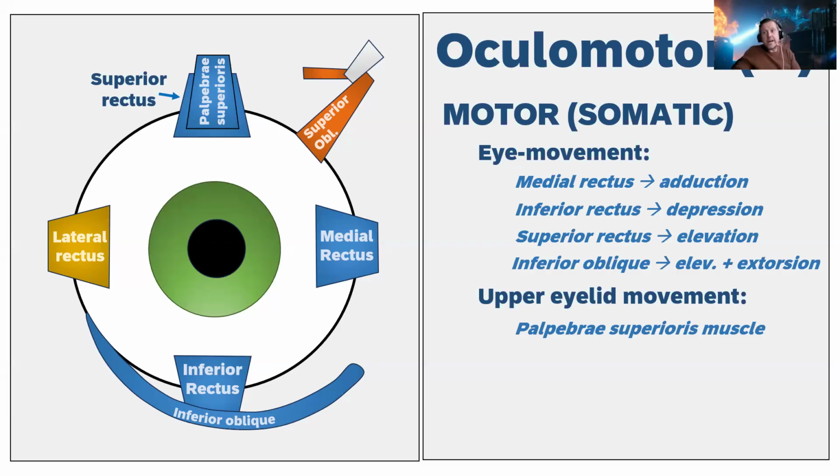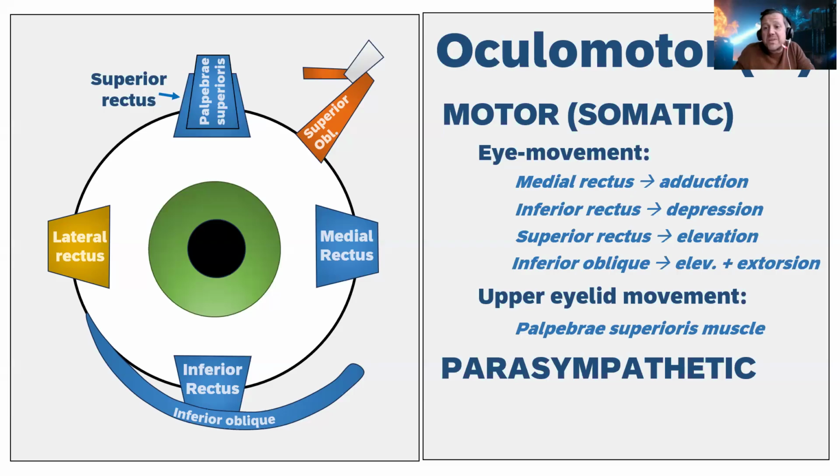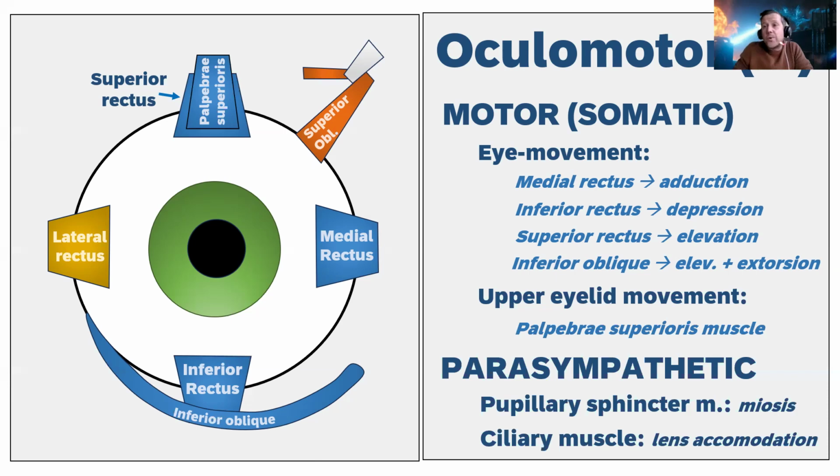Now there's one extra function I have to touch upon. So the oculomotor nerve has a motor function, but also has a parasympathetic function. And what is this additional function of the oculomotor nerve? The oculomotor nerve also innervates the pupillary sphincter muscle, causing miosis or contraction of the eye pupil. And it also innervates the ciliary muscle, causing lens accommodation.